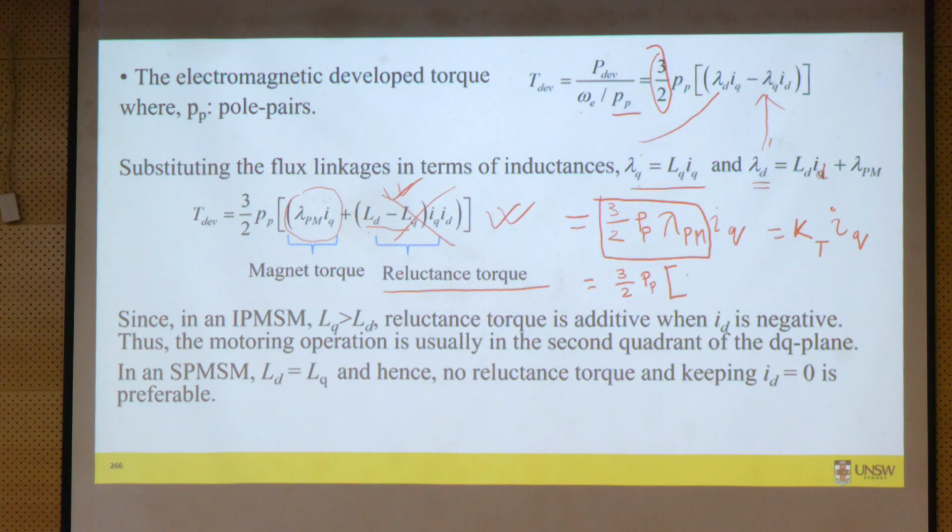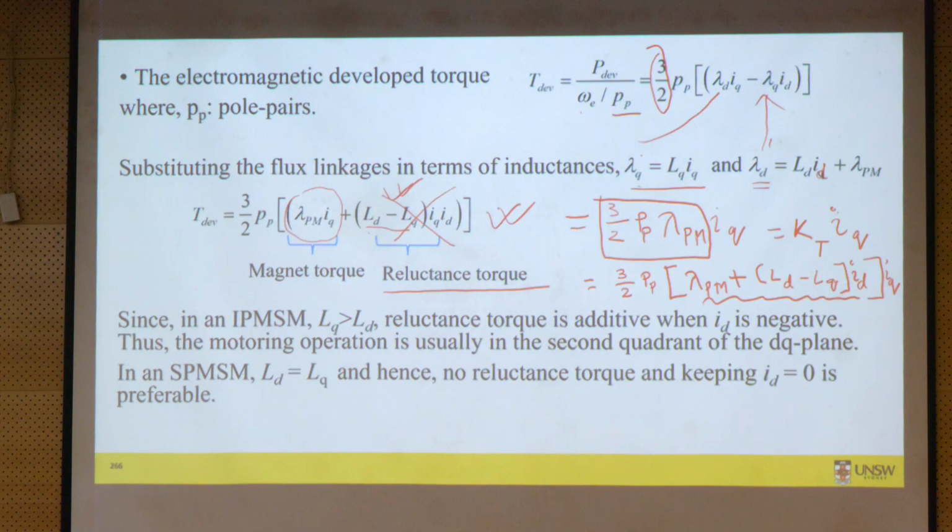The flux term is lambda PM, minus, plus LD minus LQ, ID, whole thing multiplied by IQ. So this part is like a flux, okay?